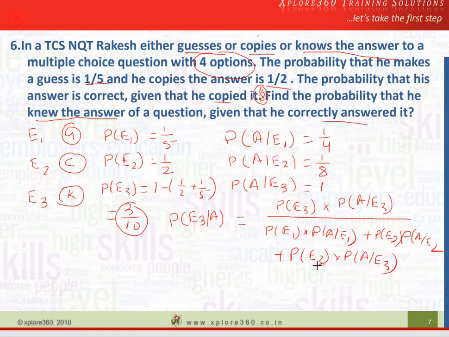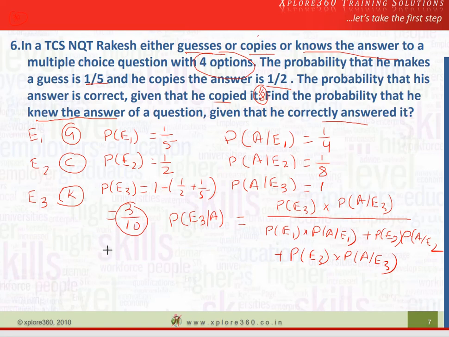You know all these things. Okay, so put the values here and straight away get the answer. I'm not doing the calculation, otherwise it will take a lot of time.